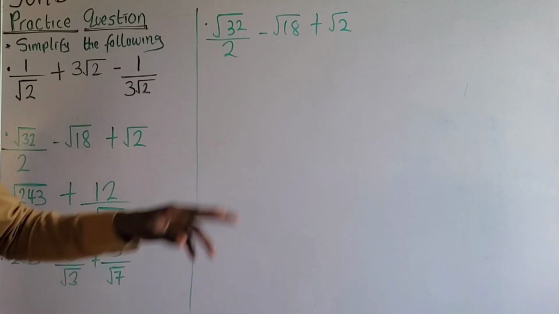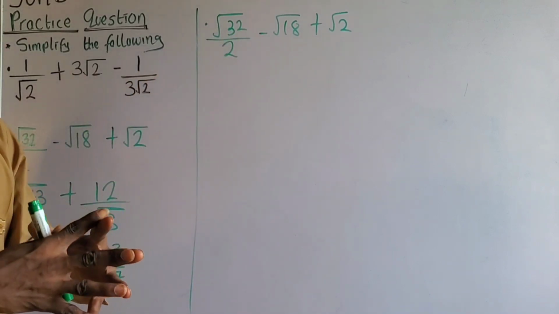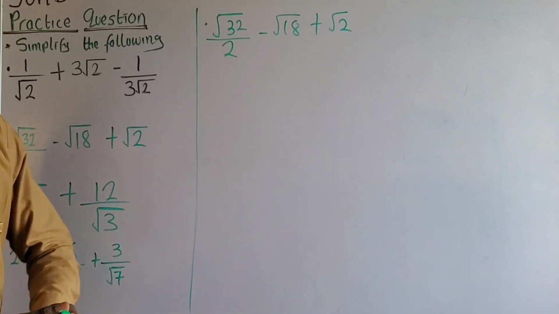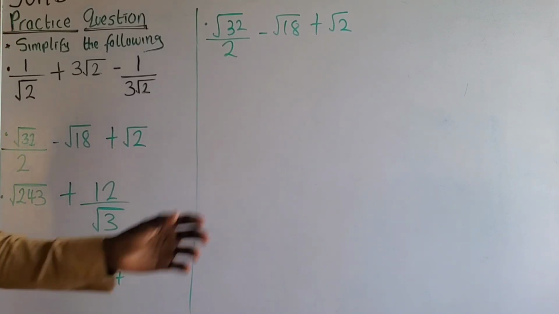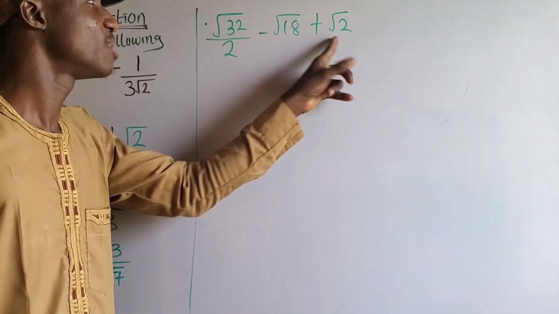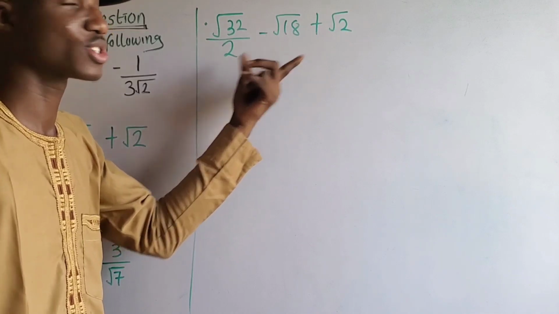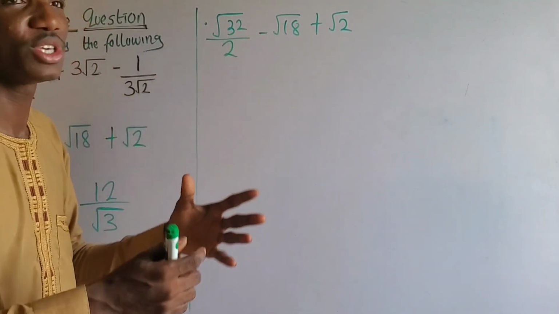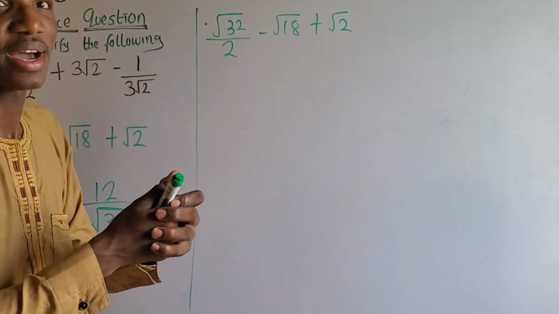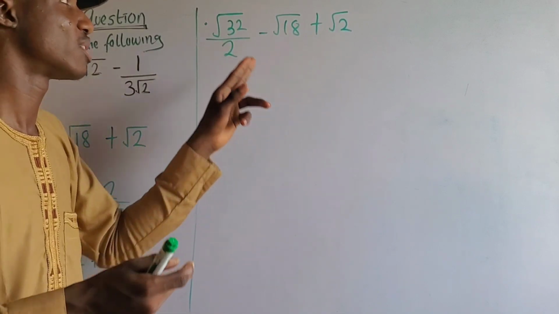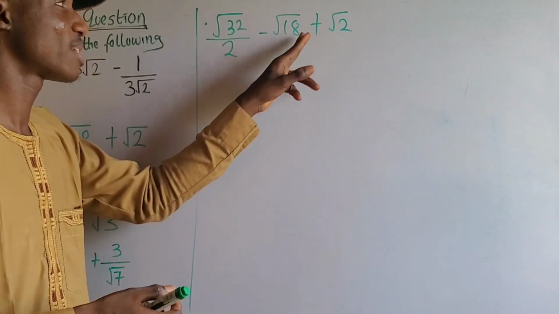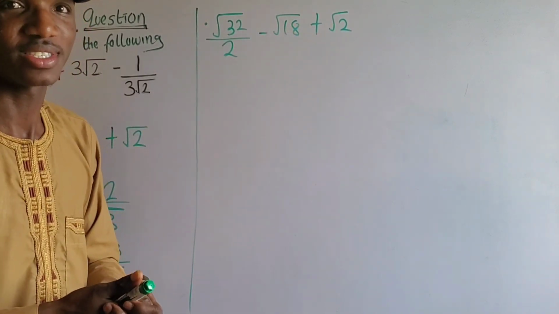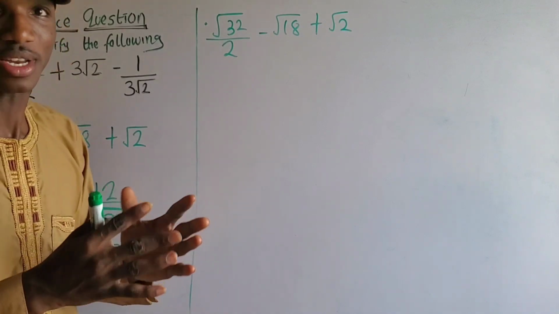Are you getting what I'm trying to say? Express 32 as the product of its largest square, and also express 18 as the product of its largest square. Are you getting it? Let me give you a hint. You see, we have root 2 here. The simple surd in this question is root 2. So what number can we multiply by 2 that will give us 32? Are you getting it? And what number can we multiply by 2 that will give us 18? Are you getting it? You see, I'm just giving you a hint.